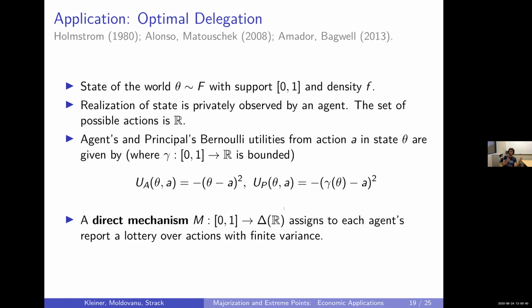Okay, so there are no transfers. All you could do is ask the agent, what is your type? What's the realized state of the world? And commit to a probability distribution over the action that you're going to take.